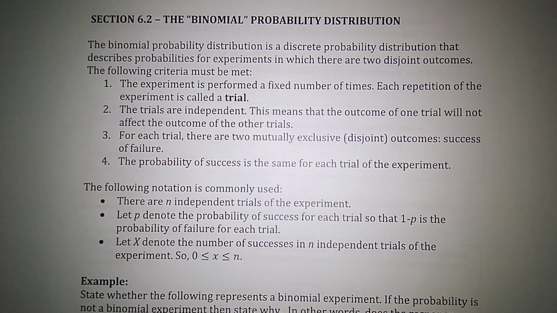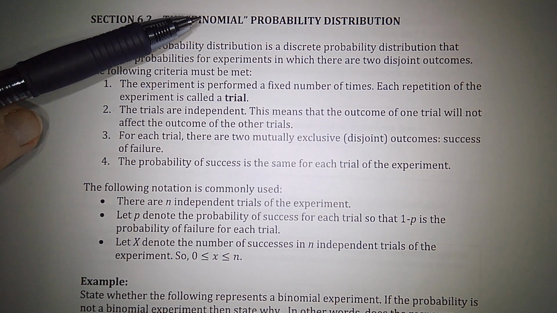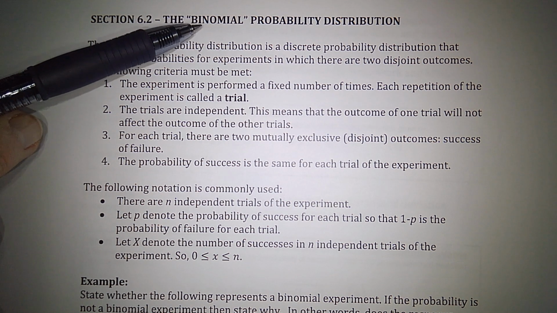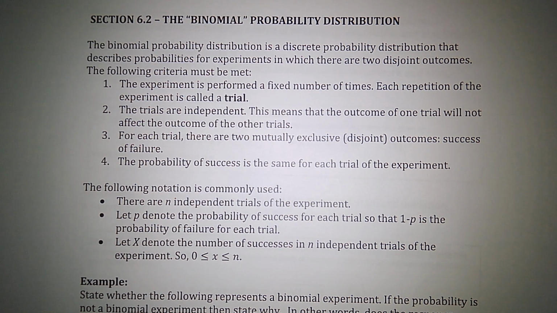In this next video, we'll be discussing the binomial probability distribution. This is a continuation of the discrete random variable distribution, but we're going to become a little more specific. The binomial probability distribution is a discrete probability distribution that describes probabilities for experiments in which there are two disjoint outcomes. The following criteria must be met.